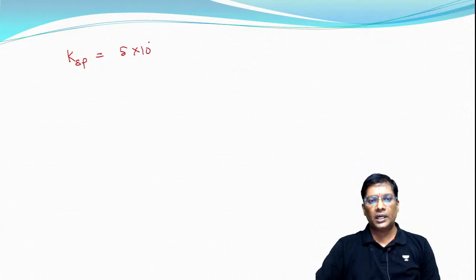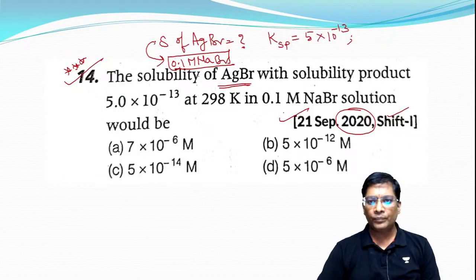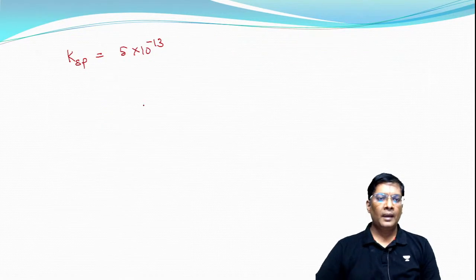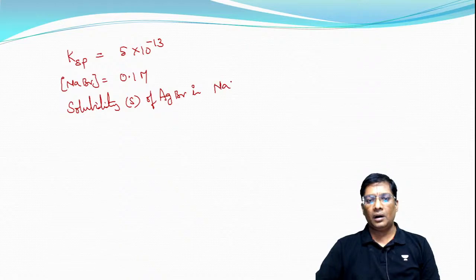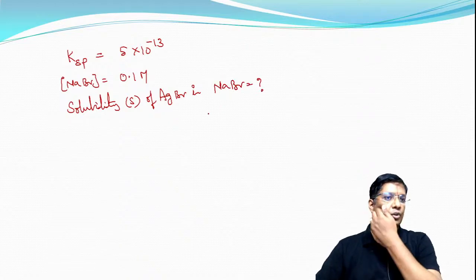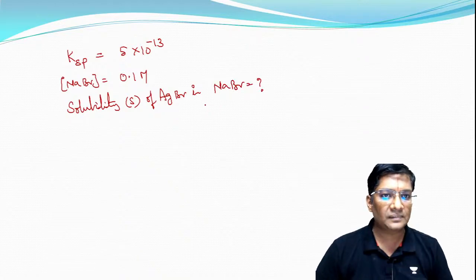They have given the solubility product Ksp. The solubility product is 5 into 10 to the power of minus 13. Am I right? 5 into 10 to the power of minus 13. Very good. And the concentration of NaBr is 0.1 molar, and you need to calculate the solubility. Solubility is denoted by S. Solubility of AgBr in NaBr equals how much? That is the question for us.